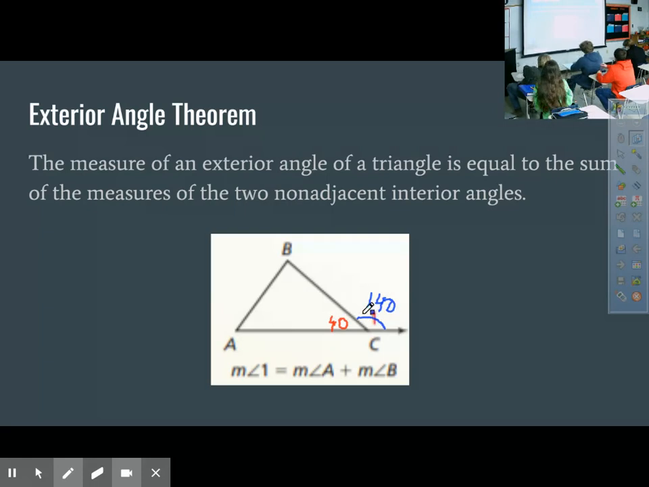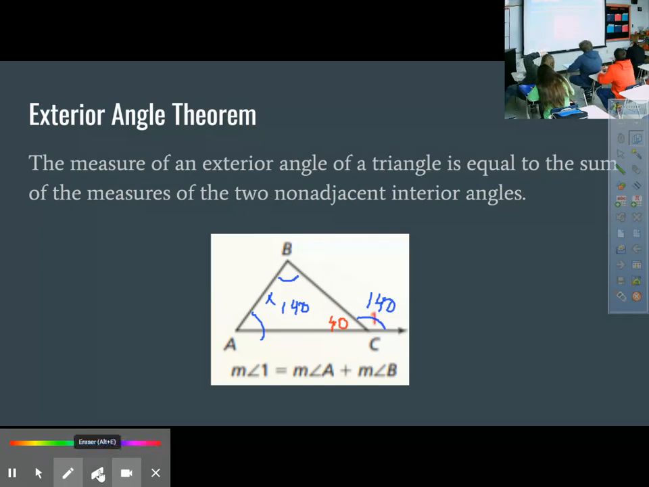Well, not only do these two have to add up to 180, but all three of these have to add up to 180. So if this one's 40, how much are A and B going to have to add up to be, if all three have to add up to 180? They're going to have to add up to be 140. Like this one could be 50, that one could be 90, this one could be 60, that one could be 80. But whatever they are, they have to add up to 140 because all three have to add up to 180. Well, since that's the case, these two have to add up to equal the exterior angle. So that's what that means, and that's why it does.